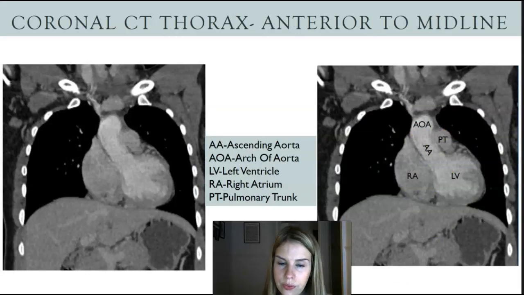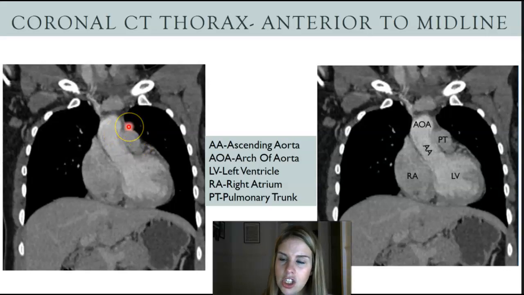Okay, so this is a coronal view of a CT thorax, and it's quite a nice one to look at the right atrium and left ventricle, as well as the ascending aorta. So you can see on here, this is the right hand side of the chest, and this is the right atrium, and then you can see the left ventricle with the ascending aorta going into the arch of the aorta. And you can also see the pulmonary trunk just sitting posterior to that as well.